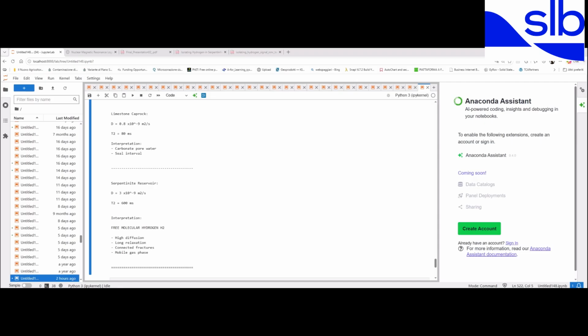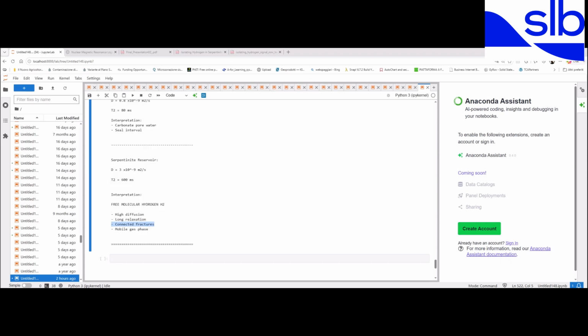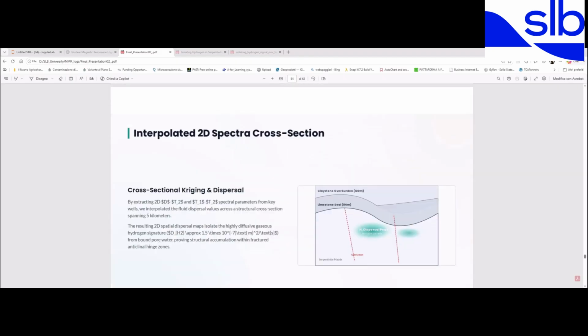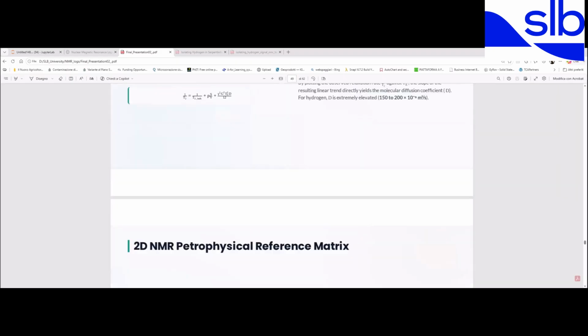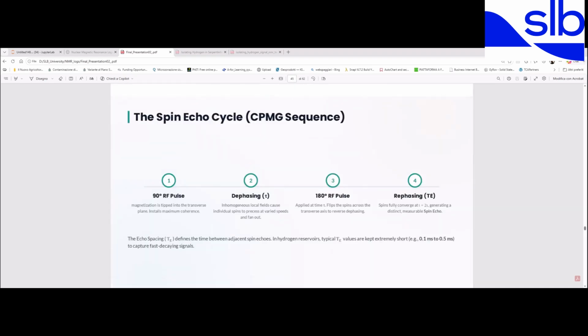In the serpentinite reservoir, you have this kind of value, and the interpretation is free molecular hydrogen, high diffusion, long relaxation, connected fracture, mobile gas phases. So this is a complete interpretation of NMR logs in this geological context for reservoir hydrogen classification with ductile technologies. Remember, with ductile technologies, because the time space in the interval is not equal and sufficient to appreciate all of the molecular hydrogen. So we need to work on this.